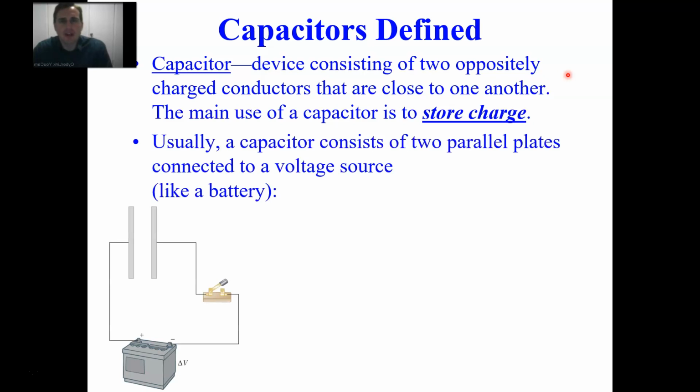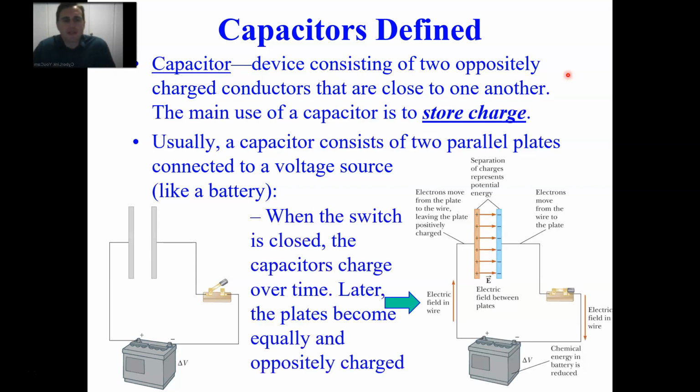Usually a capacitor, at least for the sake of this class and most simply, consists of two parallel plates that are connected to a voltage source like a battery. When the switch is closed, the capacitor over time charges and the plates become equally and oppositely charged. Notice that here we have a battery depicted as a real battery, and it has a voltage source. And notice that here is a switch, which we can close or open to allow charge to be moved from one capacitor plate to the other.